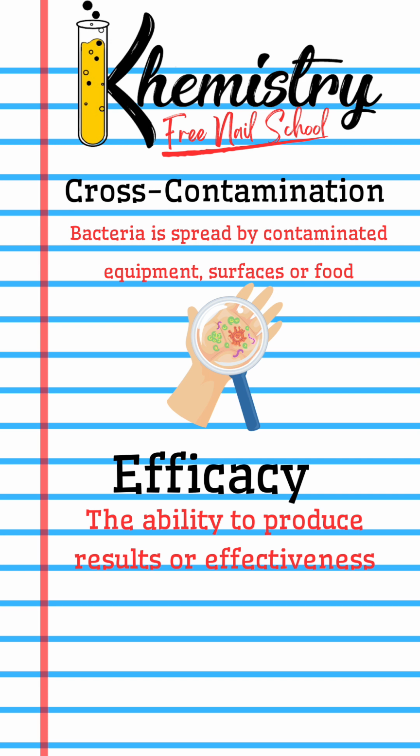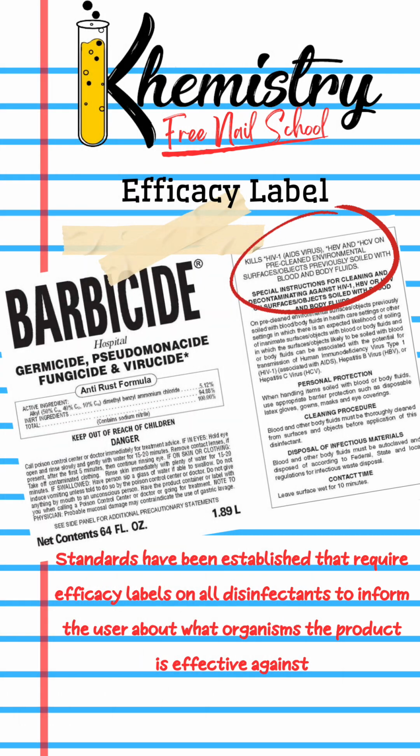Also important in infection control is the concept of efficacy, which just means the ability to produce results or effectiveness. Standards have been established that require efficacy labels, as shown here, on all disinfectants to inform the user about what organisms the product is effective against. So if you have a bottle of Barbicide already or any other disinfectant, it's that section that tells you that it fights against COVID, HIV, things of that nature. That's that little section, and that's what that label is for.